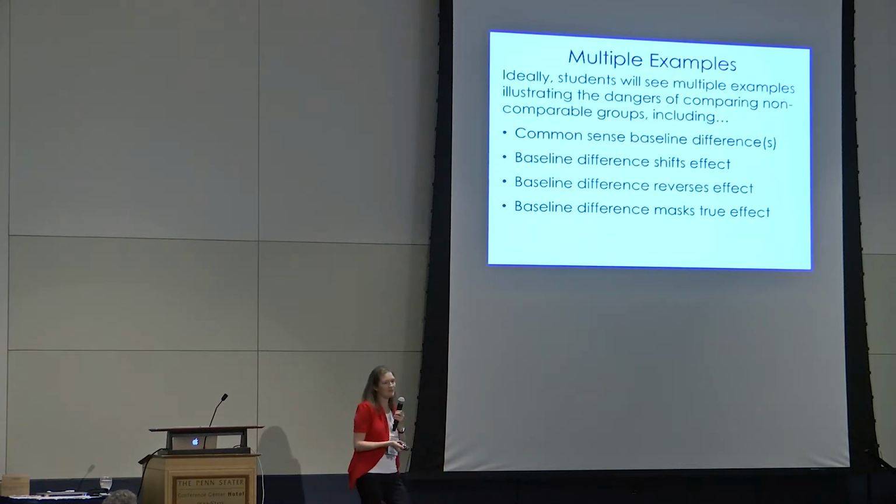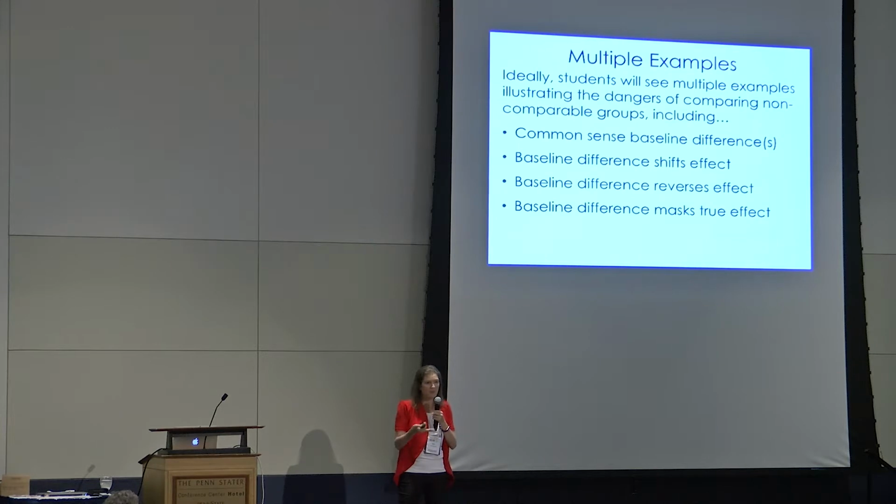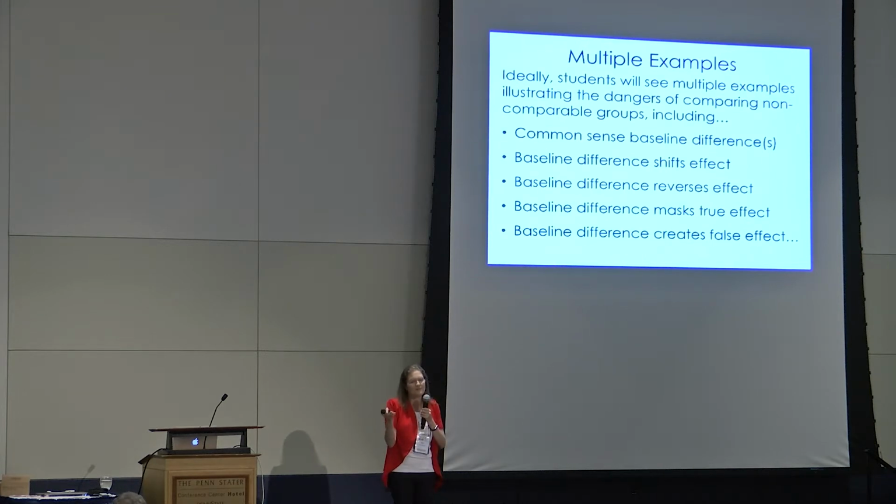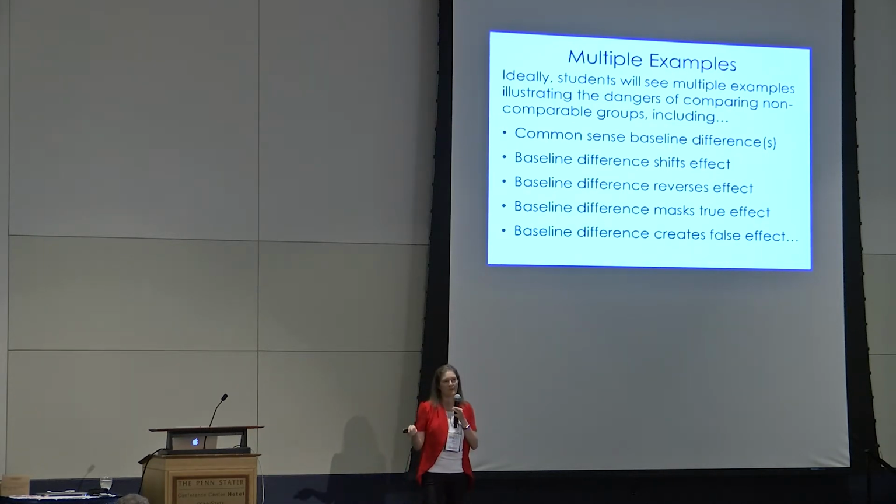Maybe something where the baseline difference masks the true effect. We don't talk about that much, but it's just as likely. And something where the baseline difference creates a false effect. Creates something out of nothing. And this could be, it looks like there's an effect, then you look within subgroups and it goes away. But you can also artificially concoct such an example.